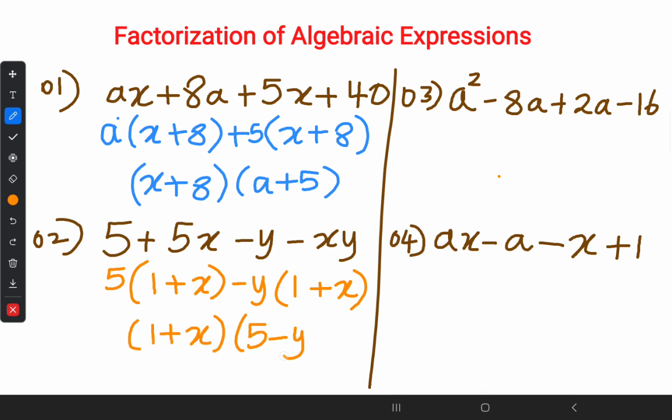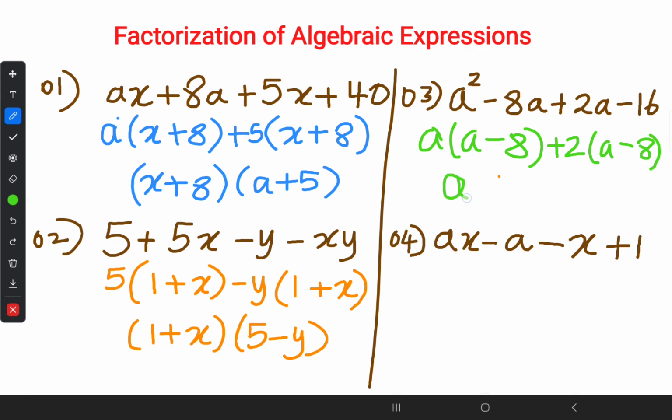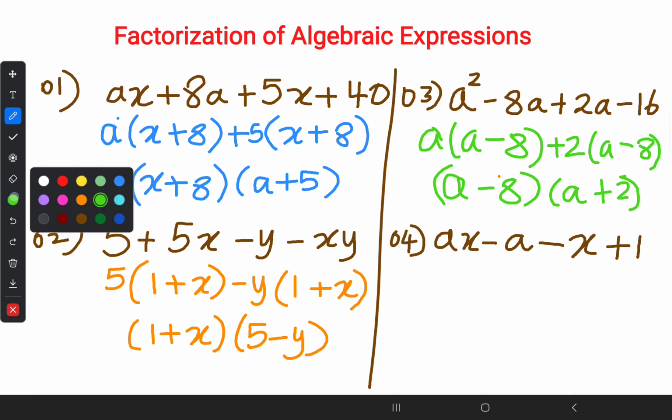In the third one, in the first two, a is the possible common factor, so it is a times a minus 8. And the second pair, 2 times a minus 8. So the answer is a minus 8 into a plus 2. That's the bracket.